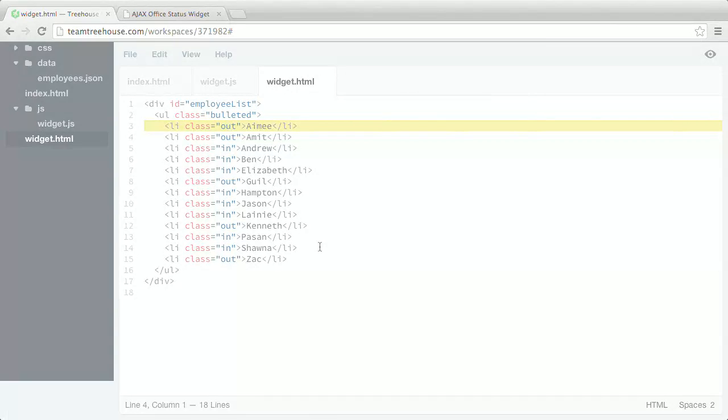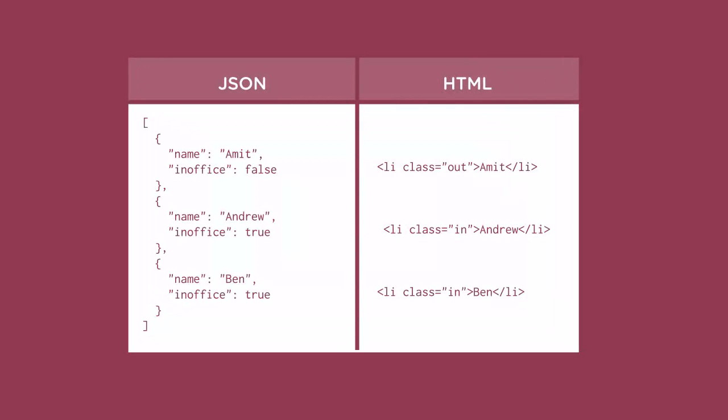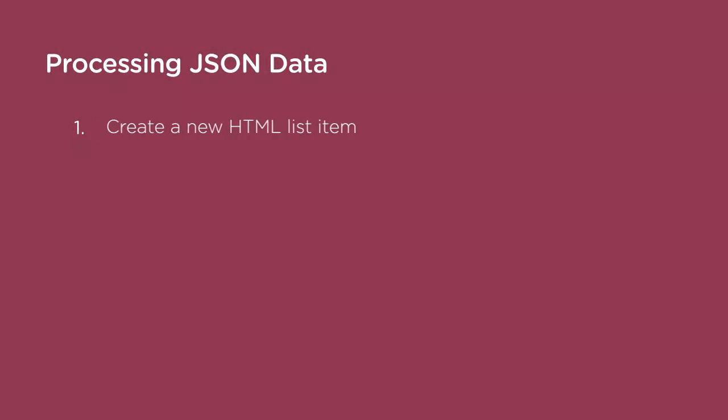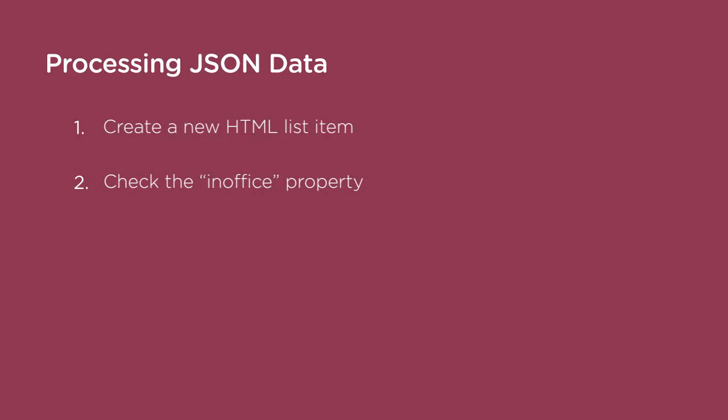To generate the HTML, we need to build one list item for each employee in the company. In other words, we want to take our JSON data and convert it into this HTML. To do this, we'll need to look at each employee in the list and do the following. First, create a new HTML list item. Second, check the in-office property. If the value is false, we'll add a class of out to the LI tag. If the value is true, then the class in will be added to the tag.